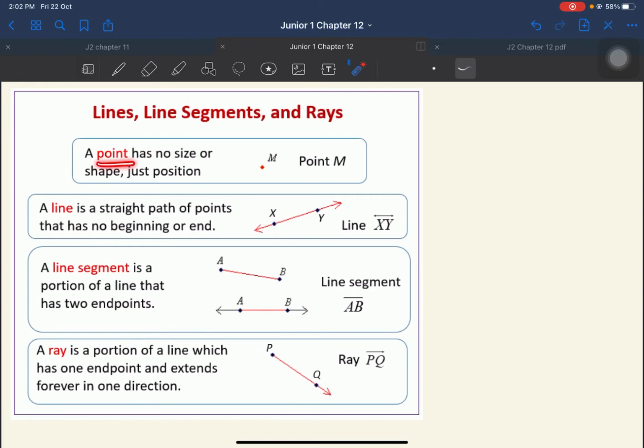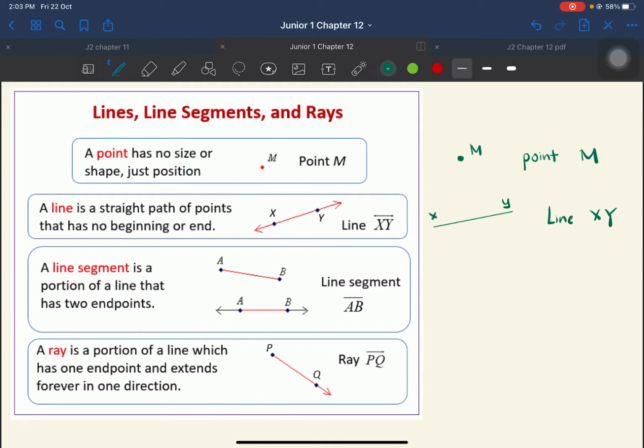First of all, a point. When you have a point and you label it M, we call it point M. If you draw a line and you label X and Y, there's no beginning and ending, we call it line XY. Remember, you have to use capital letters. Okay, line XY.